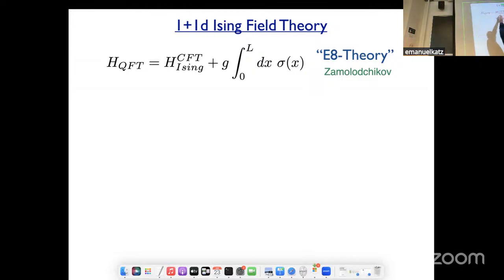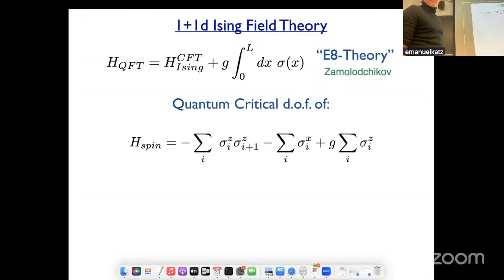So the idea is you take the Ising CFT, which is really just a free fermion, and you perturb it with something called the sigma operator. This is a theory that turns out to be integrable. It's a famous E8 theory that Zamolodchikov solved.